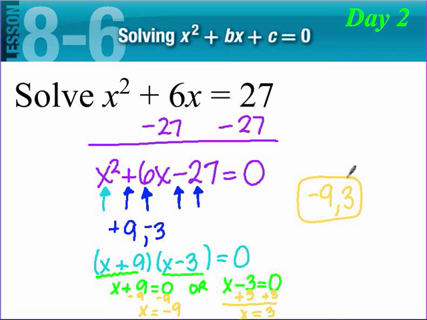And that's the answer. You only have to do this if there's an equal sign. If there's not, you just do it like what we did yesterday. So let's go ahead and look at another one.